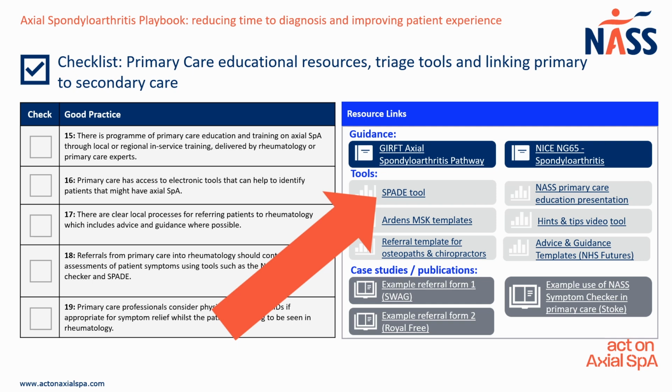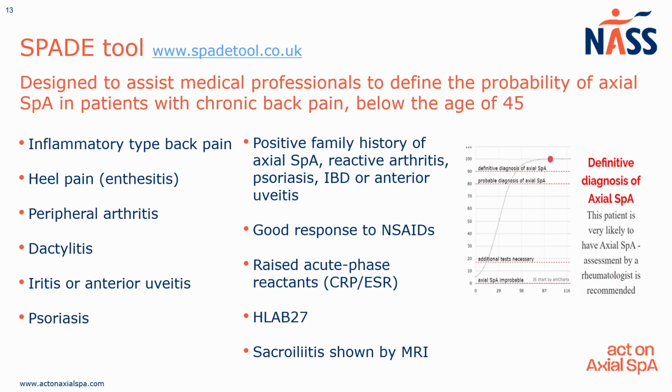The SPADE tool has been designed by Professor Raj Sengupta and his team at the Royal National Hospital for Rheumatic Diseases in Bath. It is designed to assist medical professionals to define the probability of axial SpA in patients with chronic back pain below the age of 45. It takes a couple of minutes to complete and gives guidance as to next steps. It can be included as part of the referral to rheumatology.